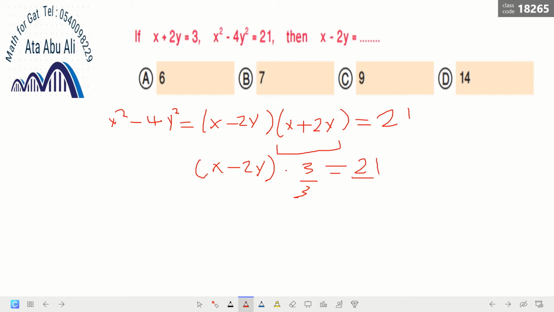I divide the other side by 3. As we know, 3 divided by 3 is 1. Now, x minus 2y is equal to what? 21 divided by 3 is 7. So the answer here is B.